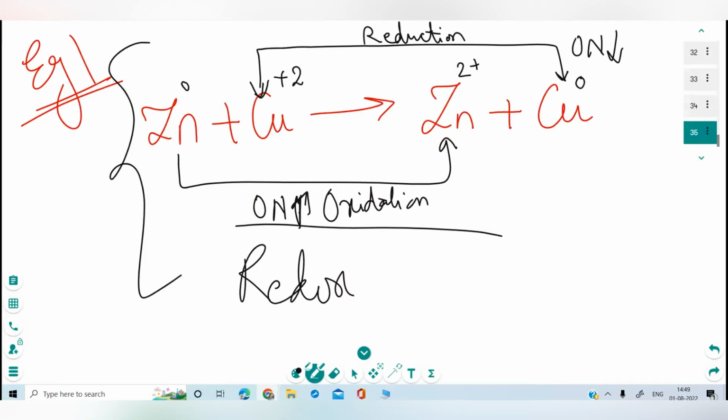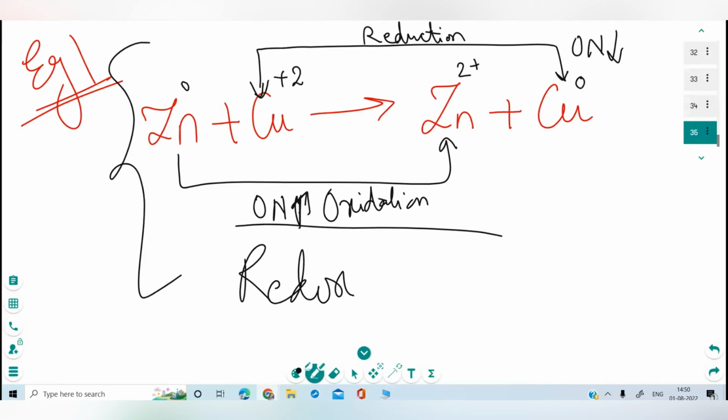And we need the charges to be equal on both sides. Here also it is plus 2, here also it is plus 2. It should always be equal. The charges on the left hand side and the charges on the right hand side should be equal. That is why it is called a redox reaction.